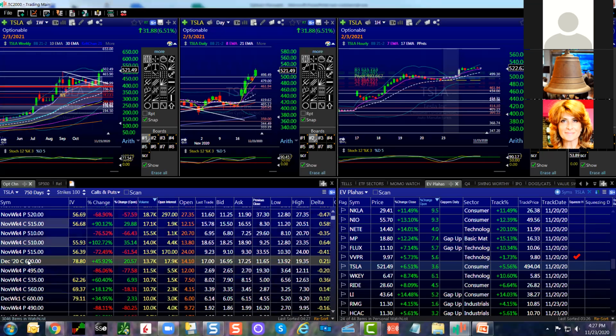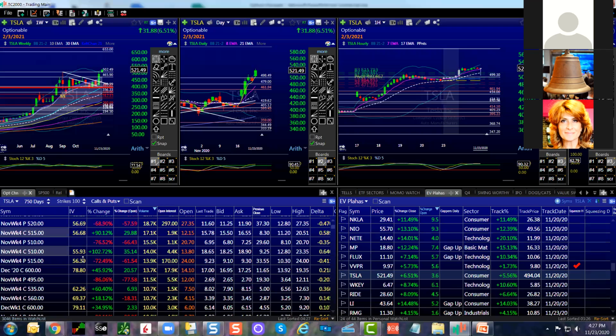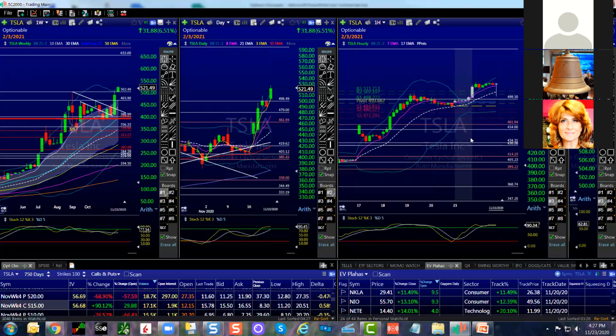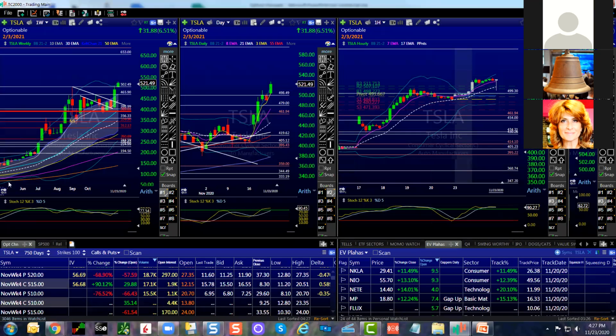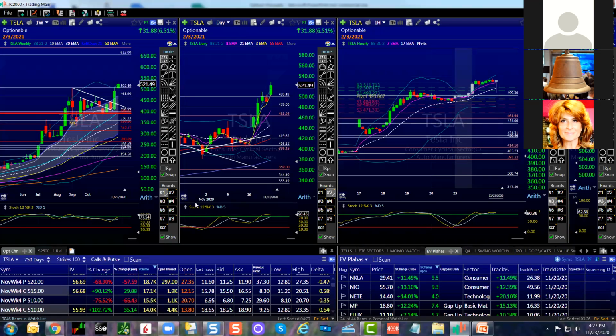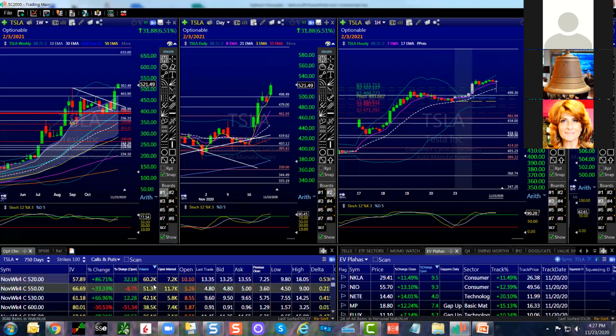positioning. There was, for example, a $5 million bet on December 24th, in the money, Tesla $500 calls. So that's, again, a bullish bet of size, not retail. So my point is, that's one of the ways that I'm sizing up a chart. Obviously the market is bullish. Obviously the flow is very bullish, and we'll do this for some others as well.